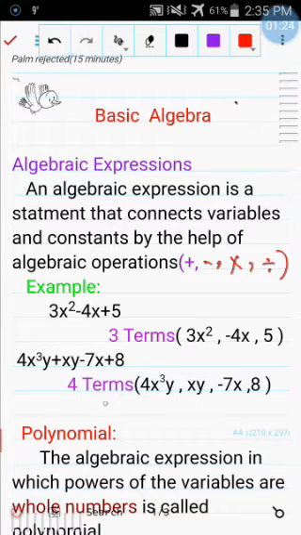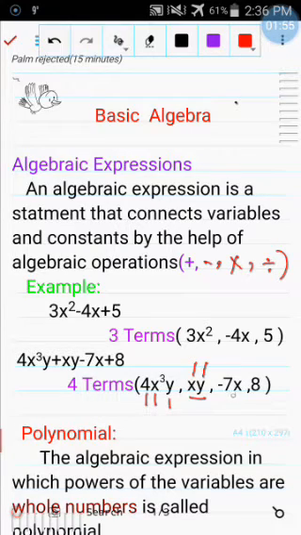In this algebraic expression, the term xy consists of two factors. The first factor is x and the second factor is y. Similarly, the term 4x³y consists of three factors. The first factor is 4, the second factor is x³, and the third factor is y.